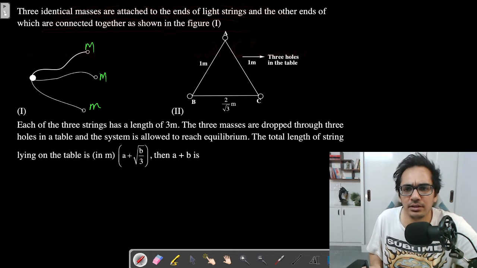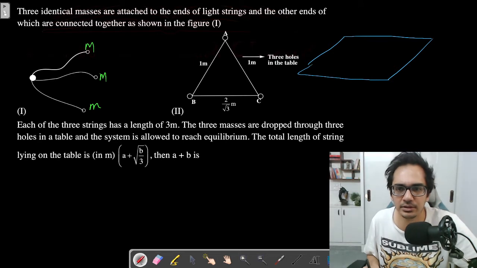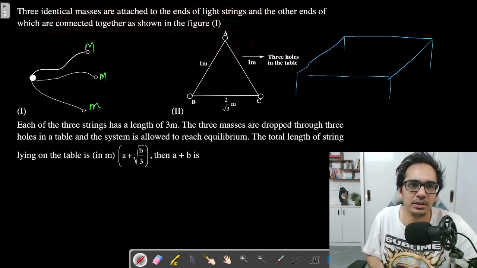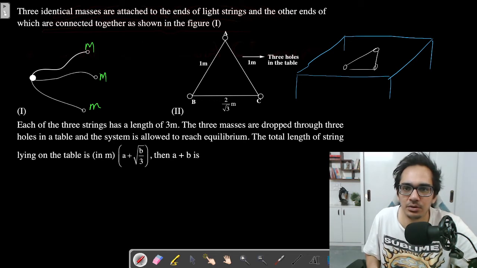Okay, so now see, it is something like this. A table is kept. I am drawing a 3D figure for better understanding. So this is a table kind of structure, and there are three holes in the table, probably like this, and the masses are falling through these holes. So one mass is like this, then the string must be going like this, then another mass is hanging from here and the last mass is hanging from this side. So these are the three masses which are hanging, and this is the knot, where we have tied the strings together.